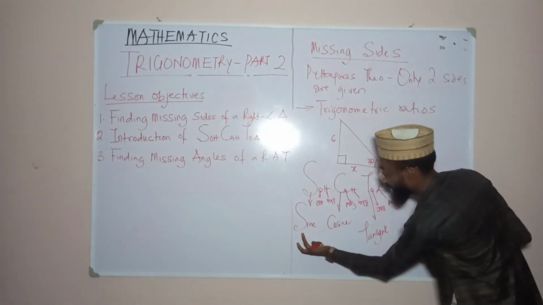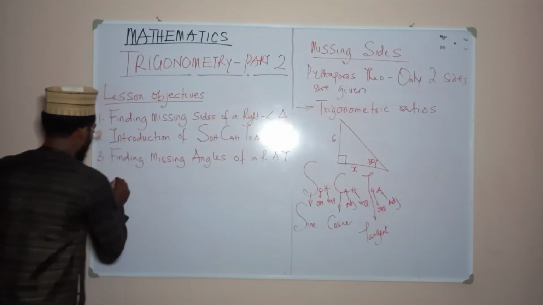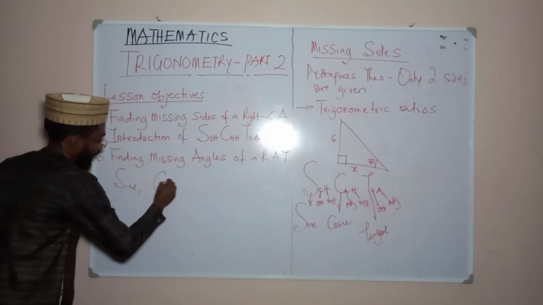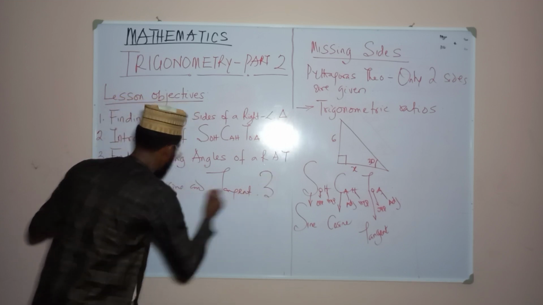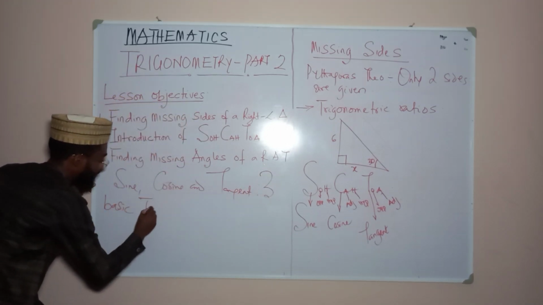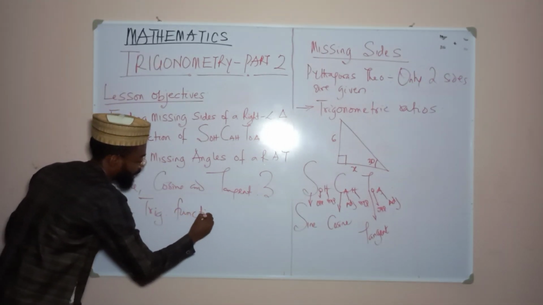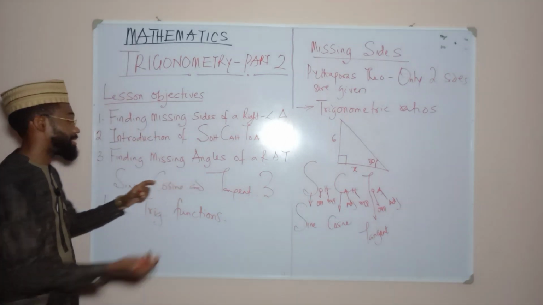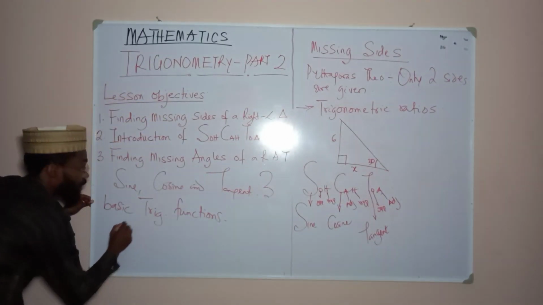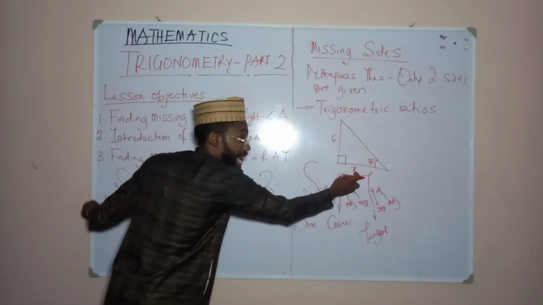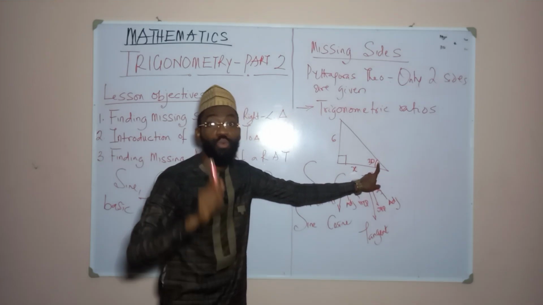Now, we have introduced the three major trigonometric functions. We call them sine, cosine, and tangent. They are the three basic trig functions. Please take note, trig is the short form for trigonometry. And what do we use them to do? We use them to find missing sides or missing angles. That's what we call trig ratios. So for the sake of knowledge, when you're looking for a missing side, in this particular case, you will notice that only one side and one angle will be given to you.